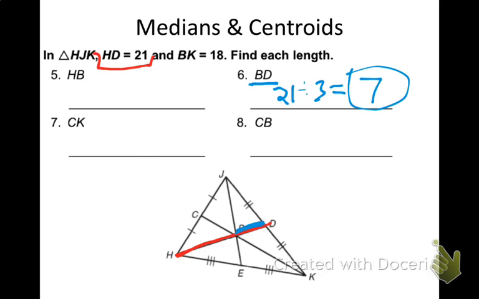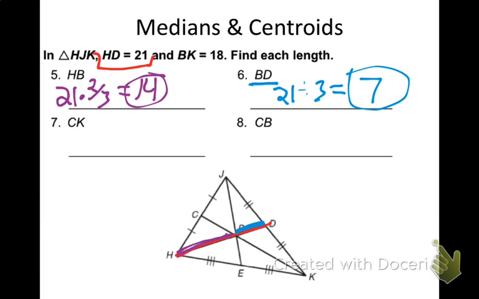Good. Now, what could I do to find HB? There's a couple different ways I could do it. What are you thinking, Emily? Add them, or if the whole segment's 21 and that part segment's 7, what's the other part segment going to be? Allie, what'd you do? Oh, so you did the 2/3. Nice job. Yeah, so Allie said, hey, 21 times 2/3 is 14. Awesome. That's a great way to do it.